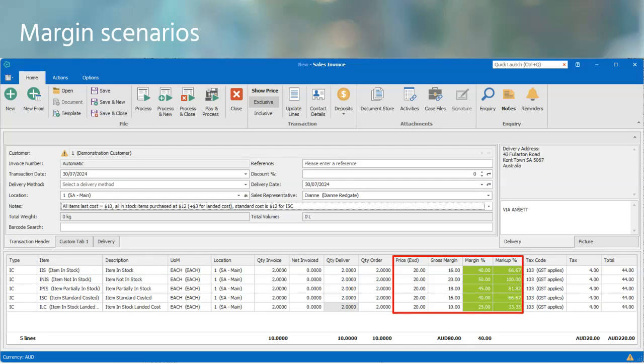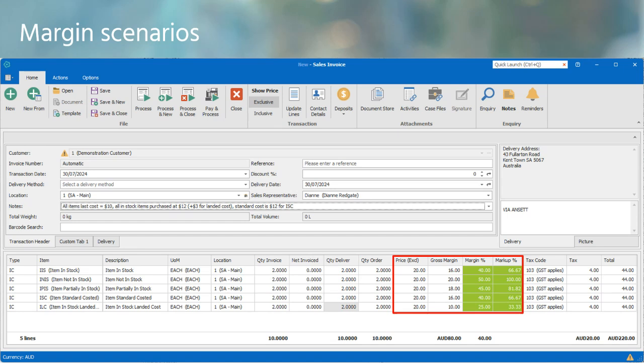And yeah, just having a look at some of these scenarios where we have slightly different items, but they all have the same price, but different circumstances cause them to display a little bit differently. So starting with the first line there, we have an item that's in stock. We're going to be selling 2 of those, and the price is 20. Our margin is $16, so on and so forth. So that's a nice vanilla scenario.